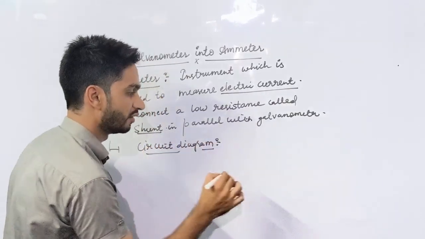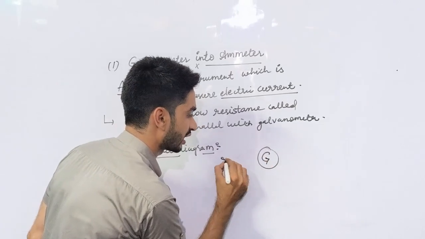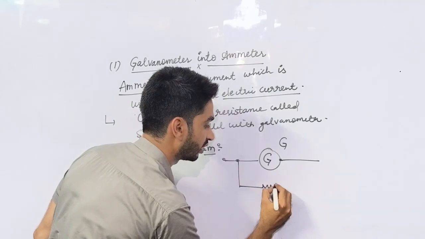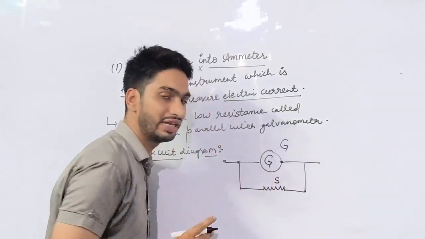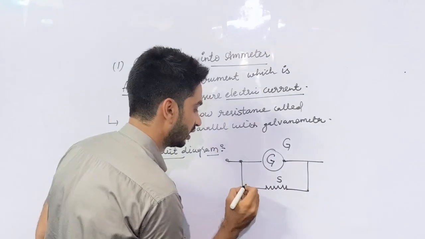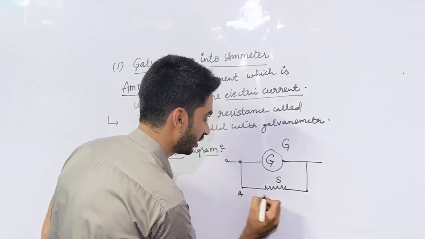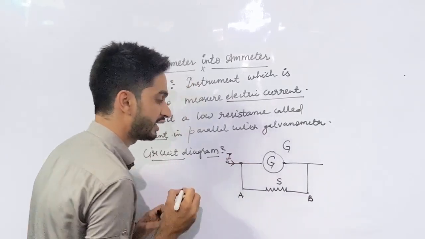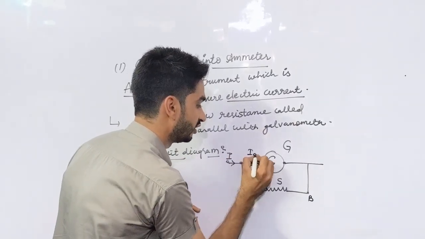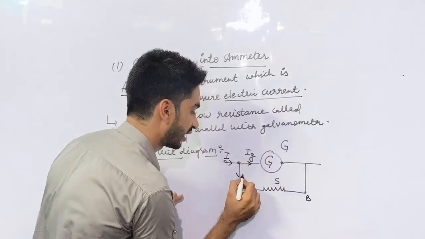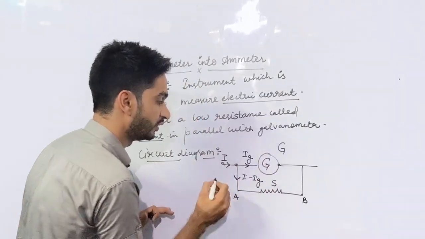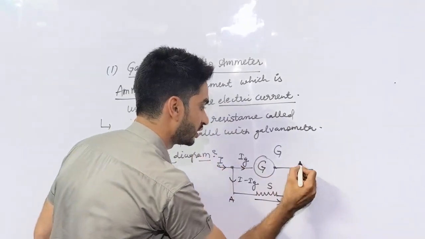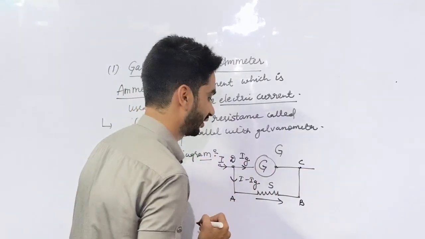So here we will take the galvanometer. This is the resistance of the galvanometer, and this one is our galvanometer, and we have connected a low resistance called a shunt in parallel with this galvanometer. Let us say this one is our point A and this one is our point B. Let us say electric current I is coming here, then Ig will be going towards the galvanometer, and the rest of the current, I minus Ig, will be going towards this low resistance called a shunt. Let us give these points also the names, C point and D point.